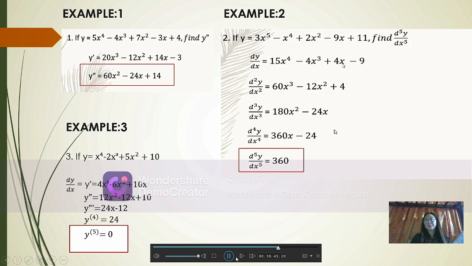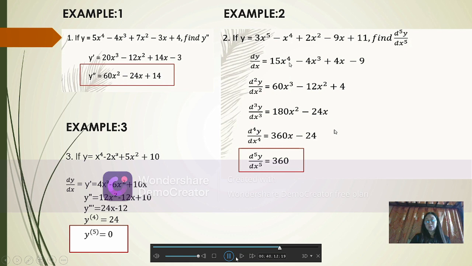Then, yung 9x. Bring down natin dito sa baba yung 9. Wala na rin tong 11. Magiging 0 na siya. So, dito naman sa second derivative naman is 60x to the cube power. Ganun lang ulit. 15 times 4 is equal to 60. Minus 1 ulit, magiging 3.